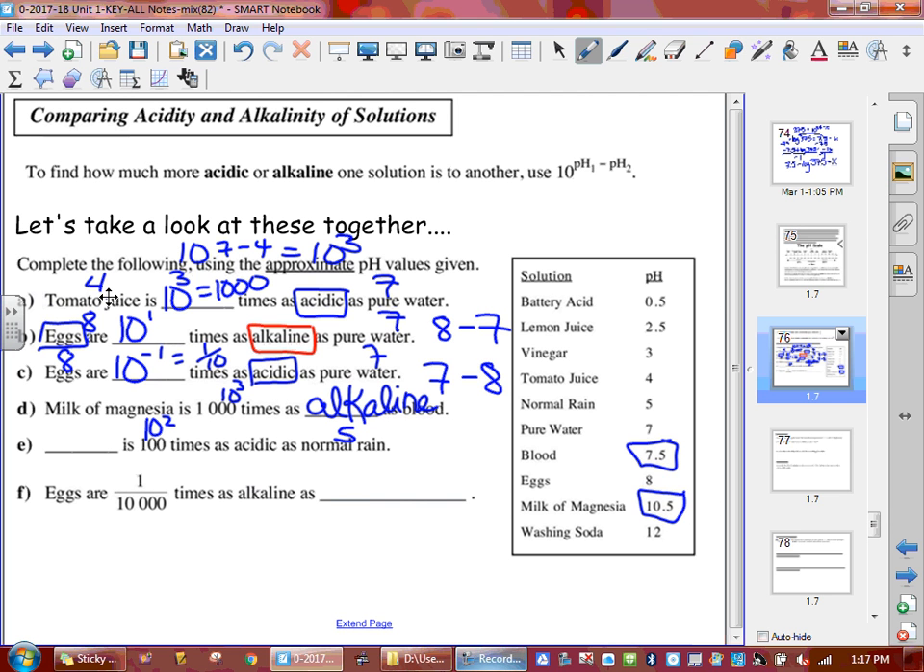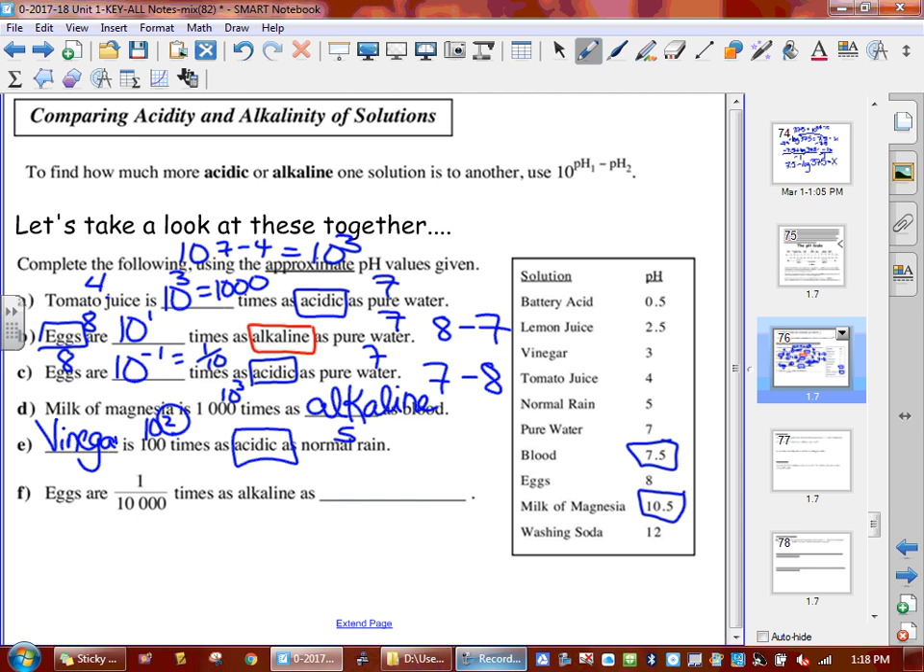This guy got us an answer of a positive 2. And we were comparing normal rain, but we said that it's more acidic than normal rain. Which one's more acidic than rain? 2 times more acidic than rain. That's what it's asking. So you're going to take rain and subtract 2. Who do we end up at? Vinegar. So it's going to be vinegar, because he was 10 to the 3. So you had to take something with a big pH, subtract small pH.